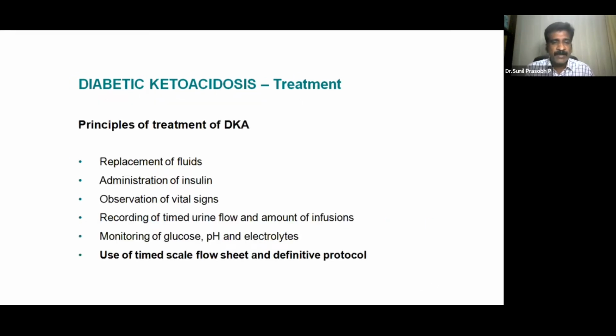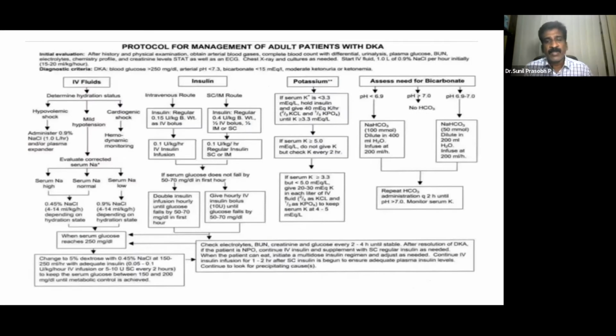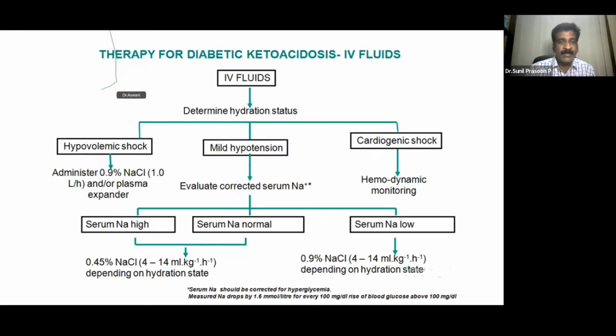So the principles of treatment of DKA are the fluids, insulin, then observation of the vital signs, the urine flow chart, the infusions, the glucose, pH, electrolytes. All these should be documented. And this is what we usually do: the IV fluids, insulin, potassium, bicarbonate. Let us take one by one.